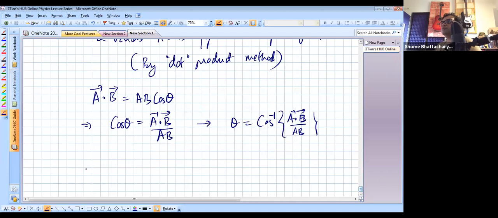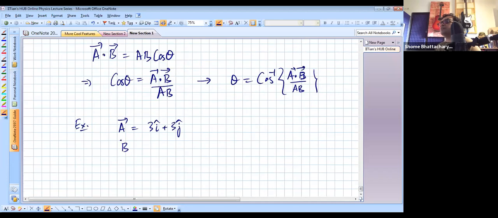So it's very simple. So for example, suppose my vector A is, let's say, 3 I cap plus 3 j cap. Okay? And let's start with something simple. The vector B is, let's say, just 2 I cap. Now how much is theta?